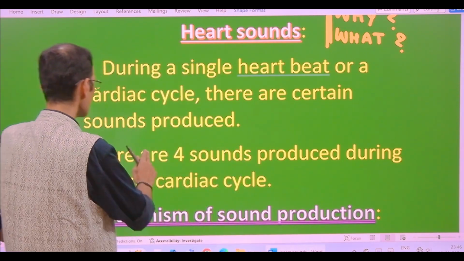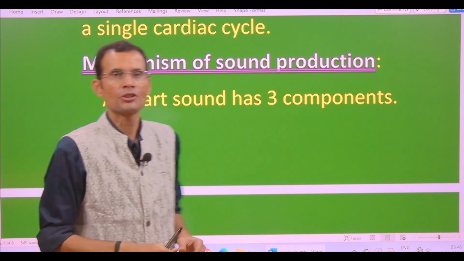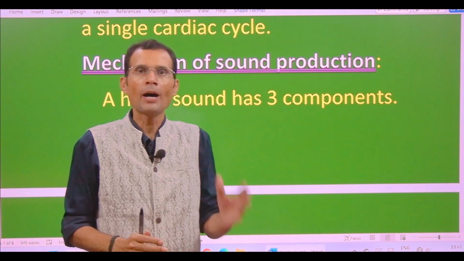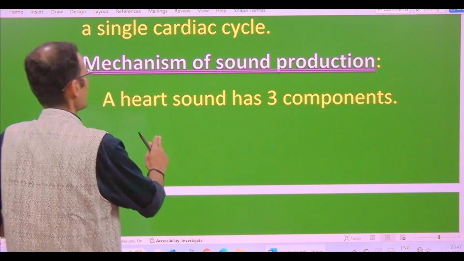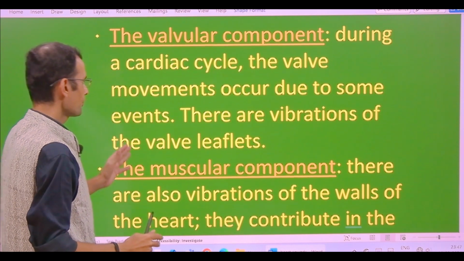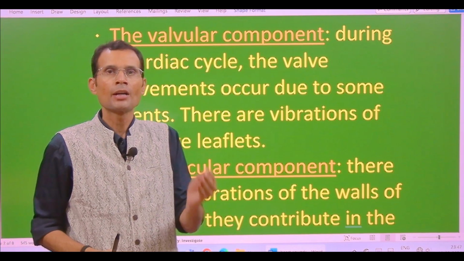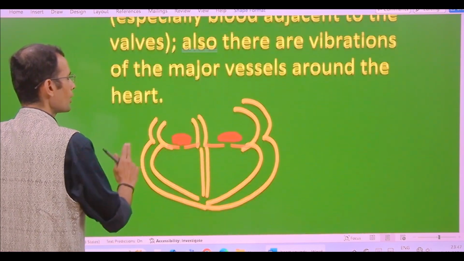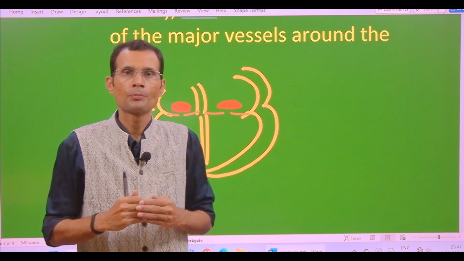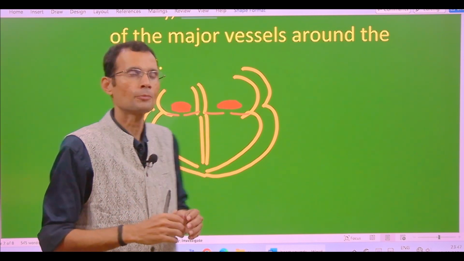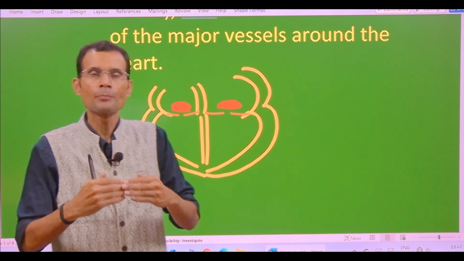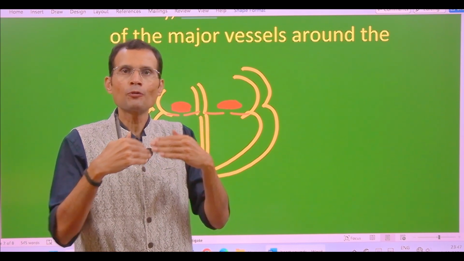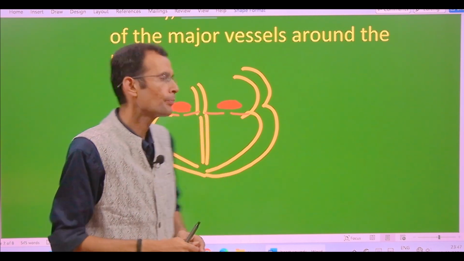Point number 1. Mechanism of sound production. Now each heart sound is produced by 3 components: the valvular component, the muscular component, and the vascular or blood component. This will be required in the theory. The valvular component, particularly important for first and the second heart sound. As the valve is closing, there is vibration of the valve leaflets, and those vibrations produce the sound.